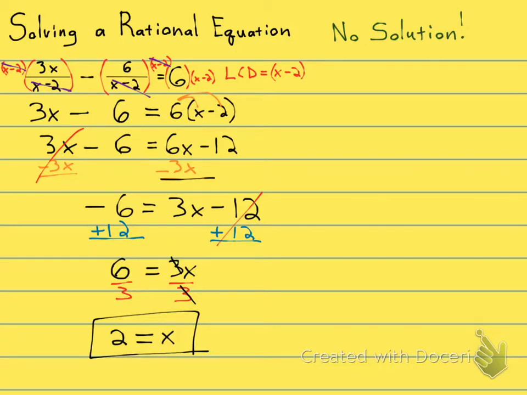If I take this 2 and I try to plug it in to any one of my original denominators, right? Well, they're both the same. But what would I get here if I do 2 minus 2? I would get a 0. So if you try to plug it in and you try to check it, this does not check out. Well, the only possible answer I have doesn't work. So what is my answer?